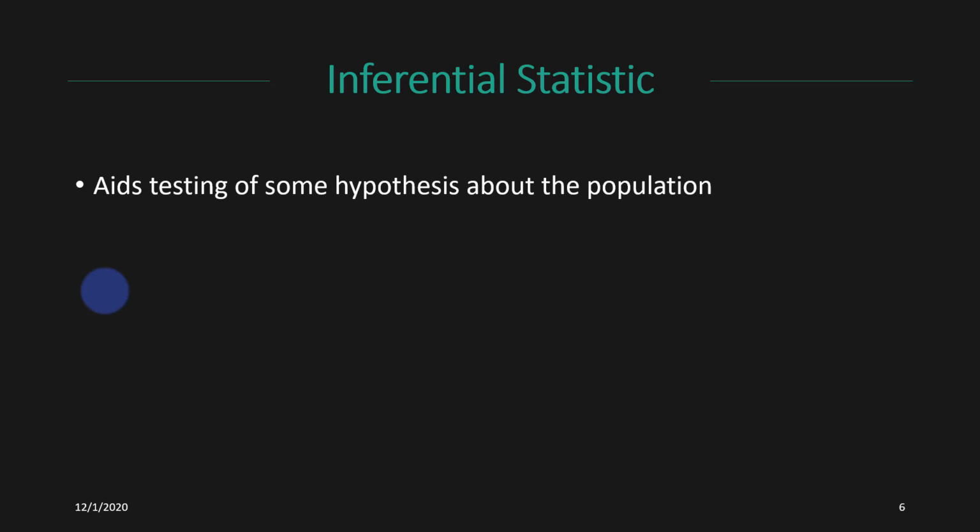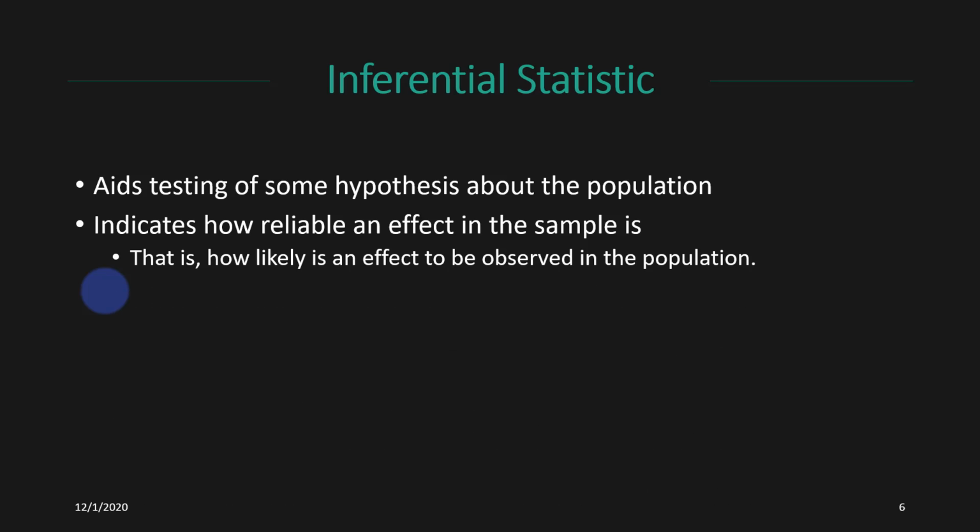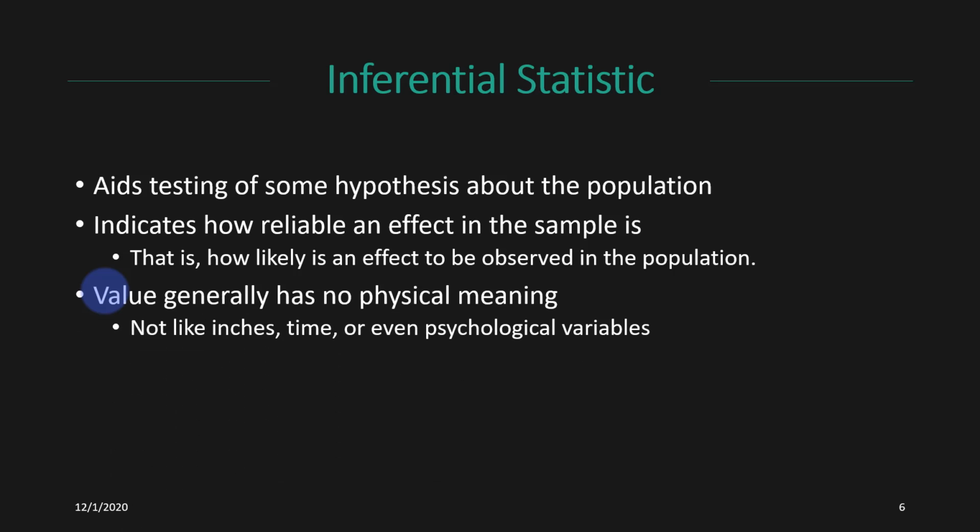Inferential statistics, on the other hand, right, aid the testing of some kind of hypothesis about the population. And we're going to introduce kind of the logic of hypothesis testing in this video. It's going to indicate how reliable an effect in the sample is, which is to say, do we think that this is something that is going to be relatively robust and at least in a qualitative sense kind of hold up from sample to sample, so that in the grand scheme of things, it would hold up in the general population. So how likely is the effect to be observed in the population is ultimately what we would like to know.